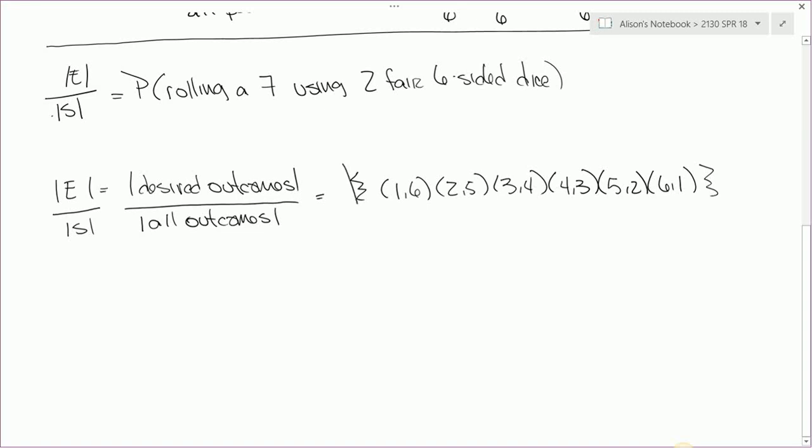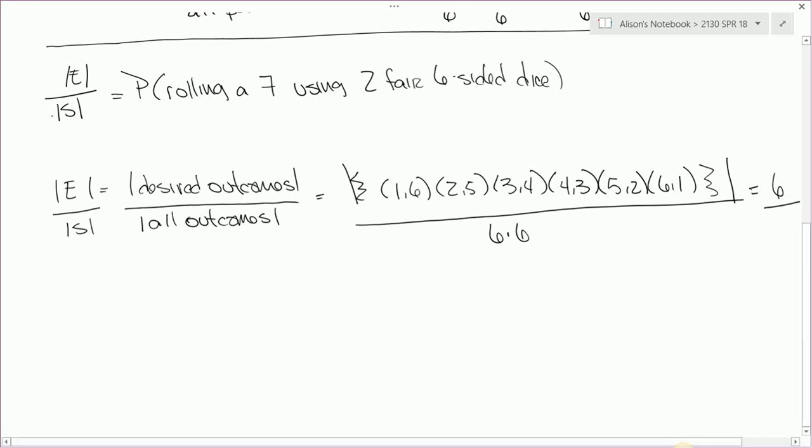So we need the cardinality of all possible outcomes. We've already decided that since I have 2 dice, there are 6 ways that I can roll the first die and 6 ways that I can roll the second die. If I count up the numerator, there are 6 different ways that I can roll a 7, and there are 36 ways that I can roll 2 dice. So I can reduce this to 1 over 6, which means that there is the same probability of rolling a 7 on 2 dice as there was of rolling a 1 on a single die.